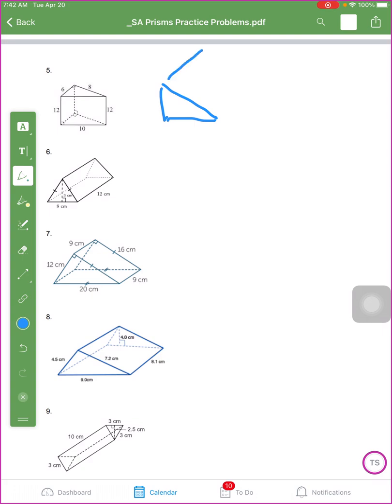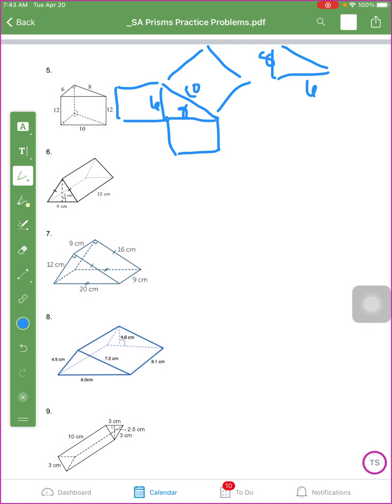I'm going to draw a rectangle off of each of the sides of the triangle. And then remember there is an extra right triangle, which is the top or the bottom, whichever way you want to think about it. Our triangle has a 6 and an 8, so this is 6, this is 8. And then this side right here on the triangle is 10. The height of the prism is 12, so all of these measurements on the rectangles are 12s.